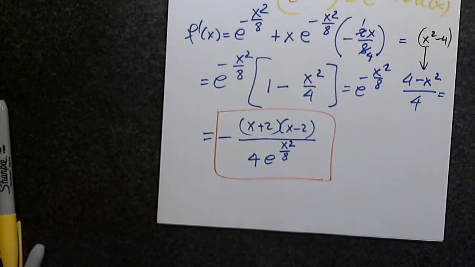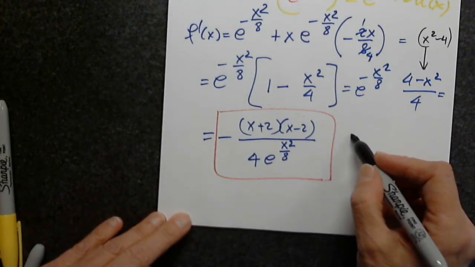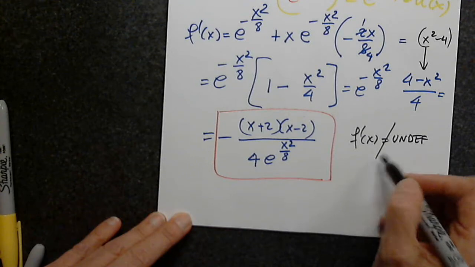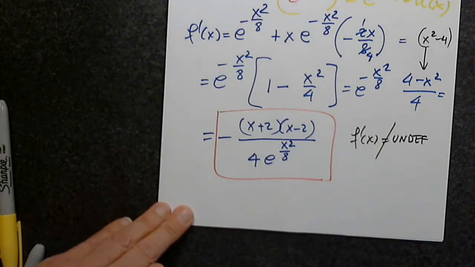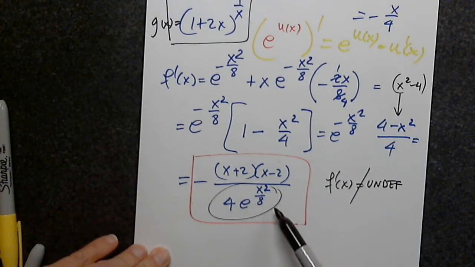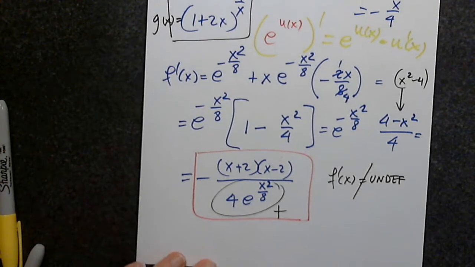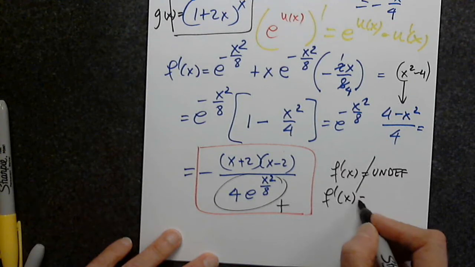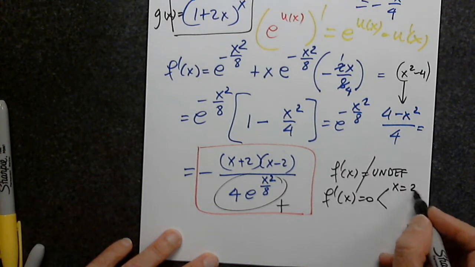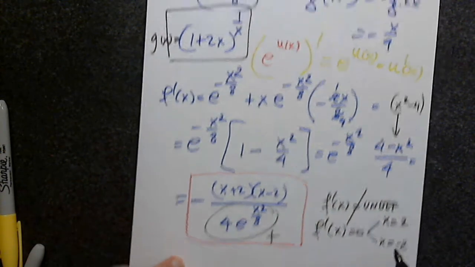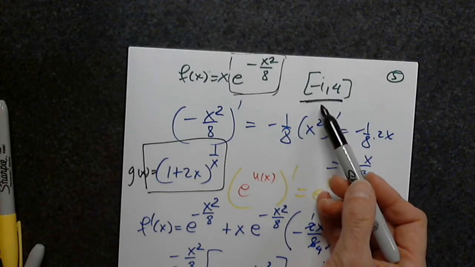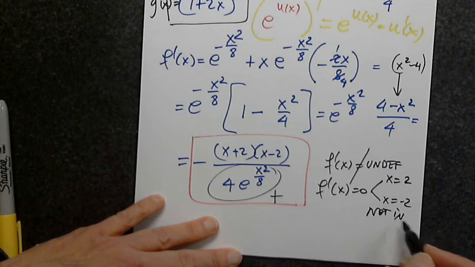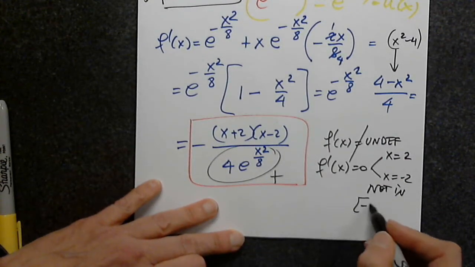Is that okay? Obviously, no critical number comes from undefined. None. This is always defined. This is always positive. More than that, only 0 and 2, because negative is outside the interval. So there are two options, x equals 2 and x equals negative 2, but I will not be able to put negative 2 in the interval because it's outside. It's correct, but it's not in negative 1, 4.